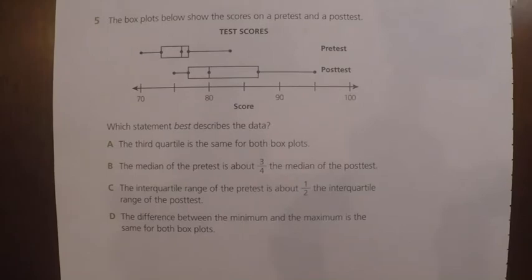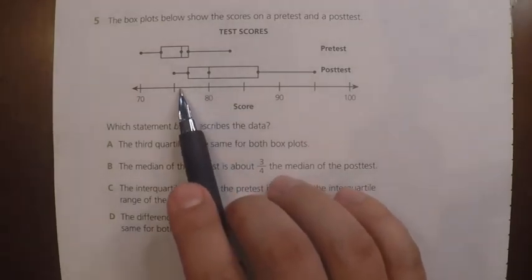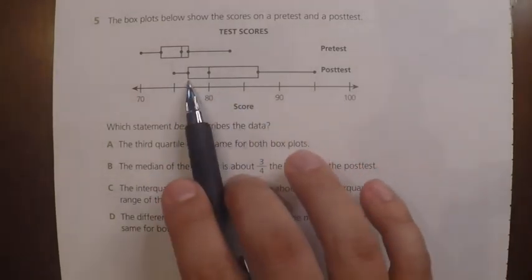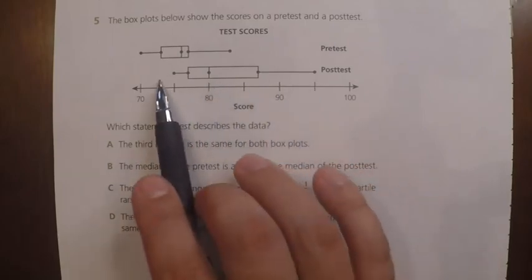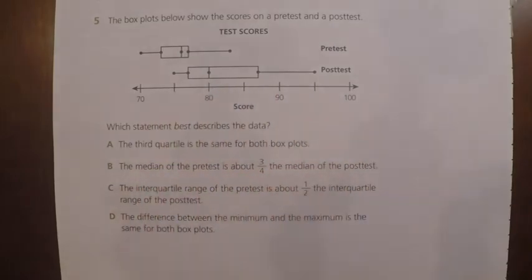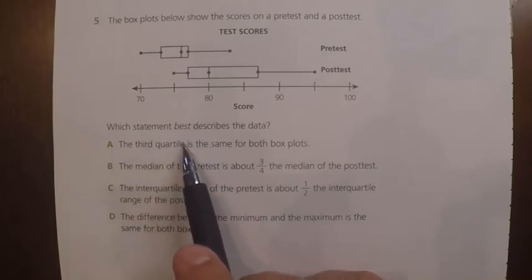So if we take a look, just looking at these test scores to start, the pretest scores were generally lower and closer together, while the post-test scores were generally higher, a little bit higher. The medians were higher, and they were spread out a lot more here. So A says the third quartile is the same for both box plots.